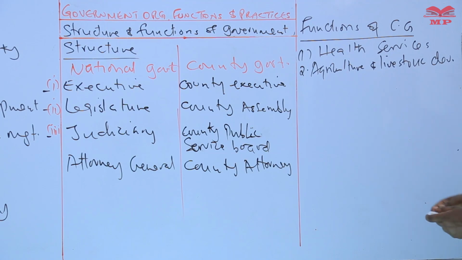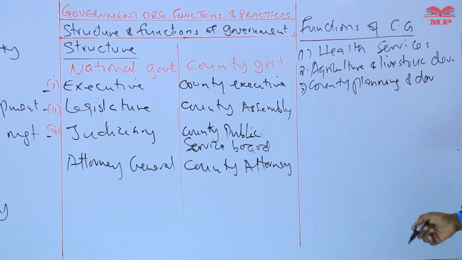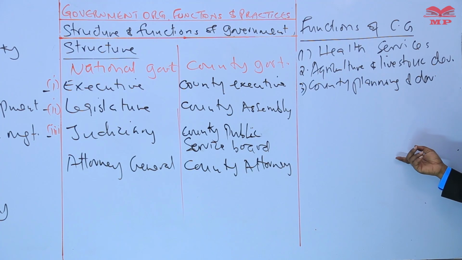We also have county planning and development, number 3. County planning and development is a function of the county governments. The county governments are responsible for the development and implementation of county level plans and also programs for economic, social, and political development.